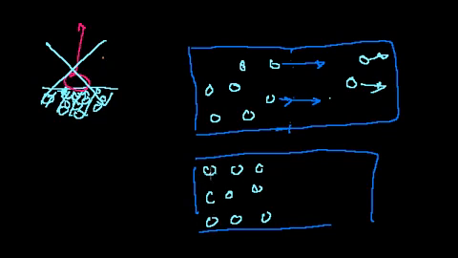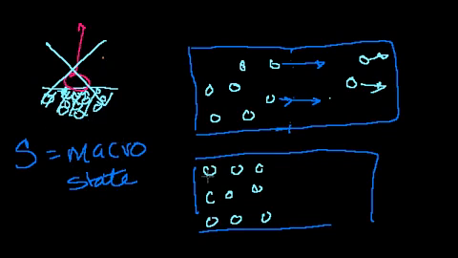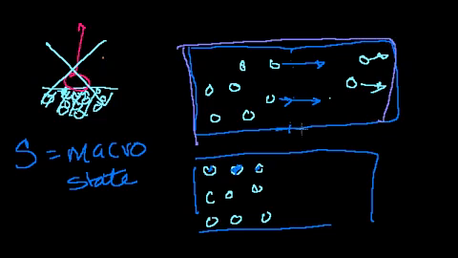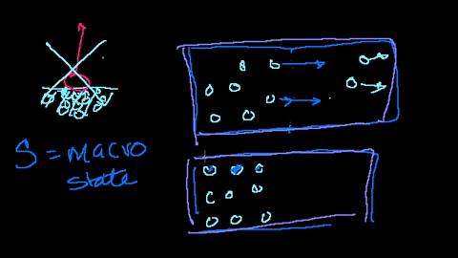And even more, and I want to make this very clear, S is a macro state. We never talk about the entropy for an individual molecule. If we know what an individual molecule is doing, we shouldn't be worried about entropy. We should be worrying about the system as a whole. So even if we're looking at this system, if we're not looking directly at the molecules, we won't even know that this actually happened.